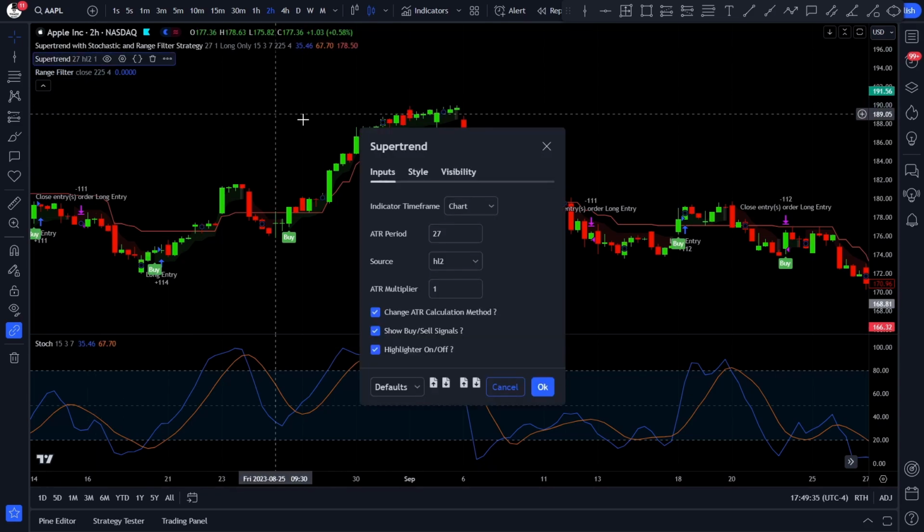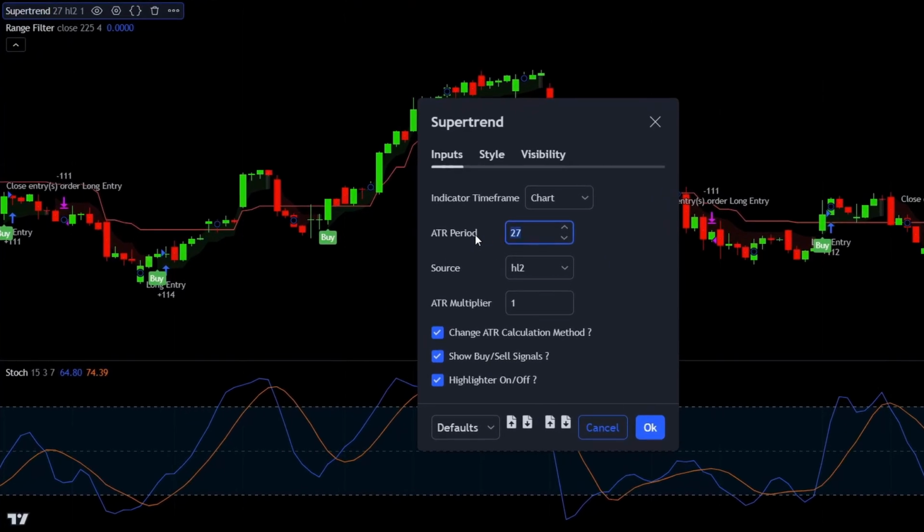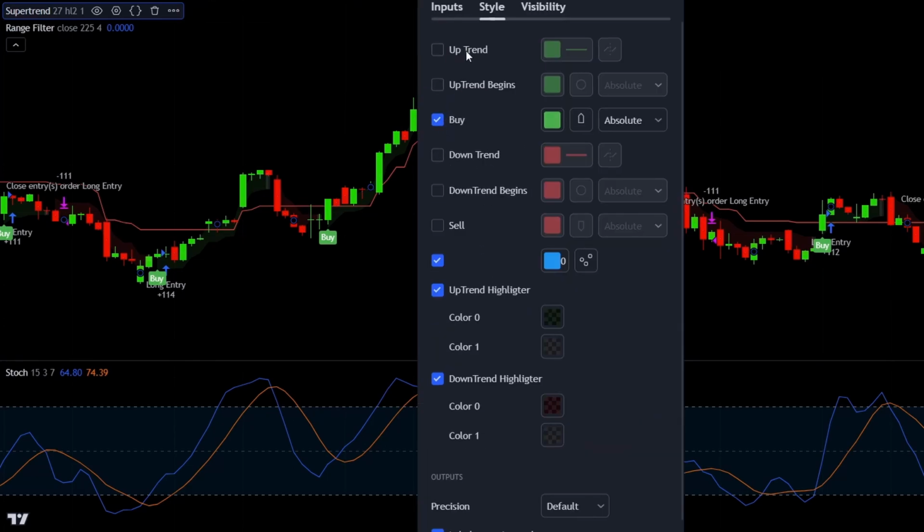First open up the super trend. For the super trend, set the ATR period to 27 and the ATR multiplier to 1. Then switch to the styles tab, untick the uptrend begin, the downtrend begin, and the sell option. Basically you will only need to see the buy signals, as this is a long only strategy. I've noticed that with stocks, indices or crypto, long only strategies tend to work better than trading both longs and shorts.